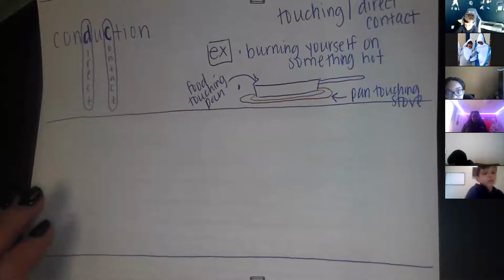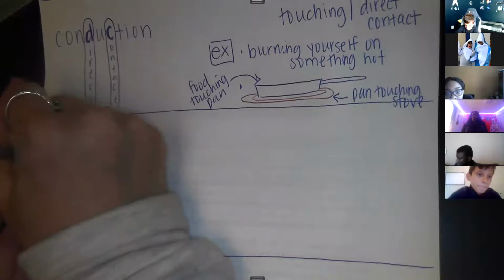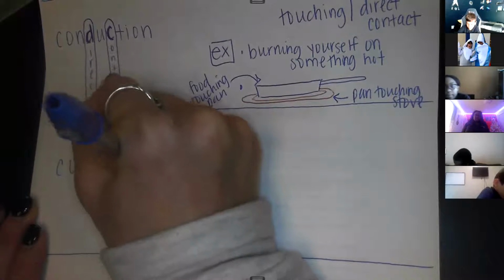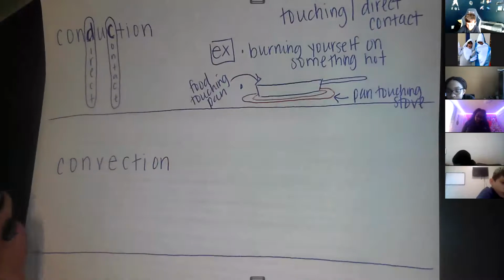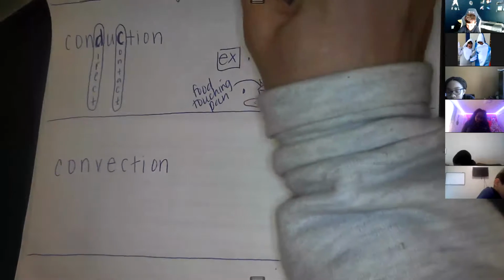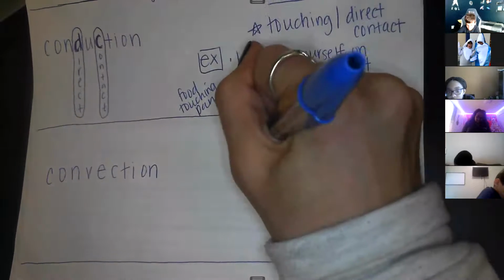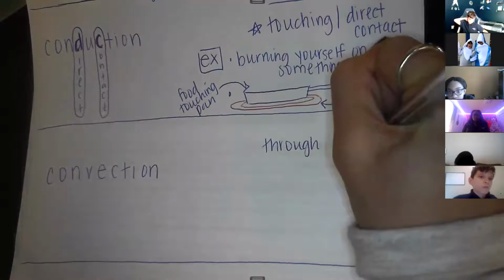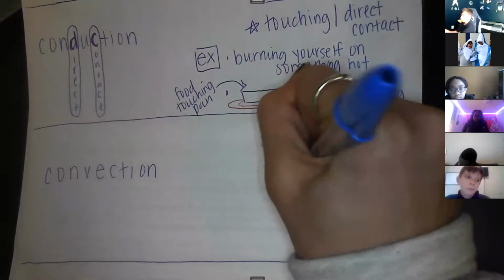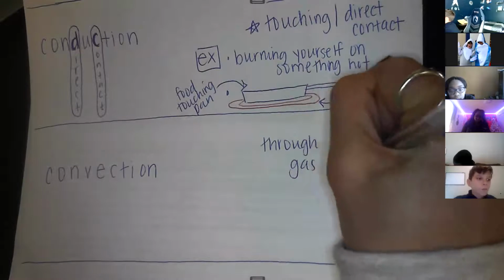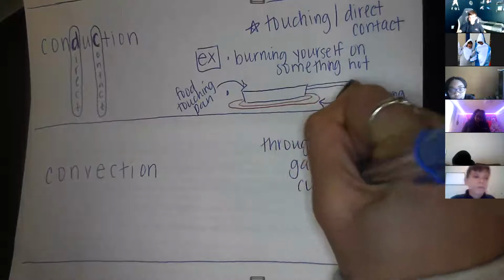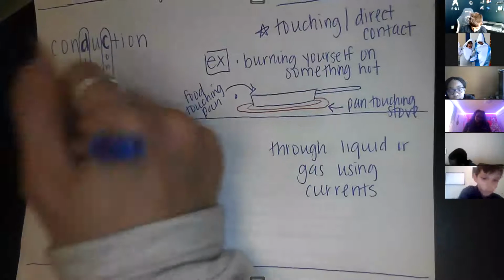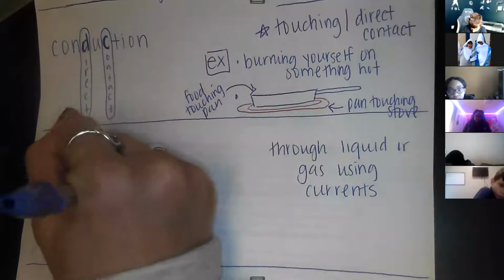All right, so our next one that we're going to talk about is convection. Now, this one is a little tricky because this one is heat transfer through liquid or gas. And it uses currents. Currents are when hot air rises and cold air sinks. So the V is like a down arrow.